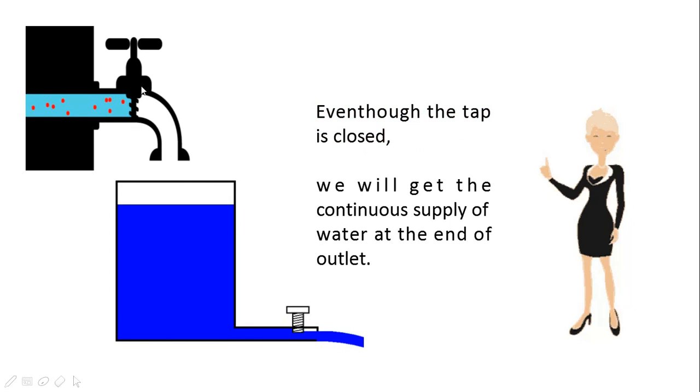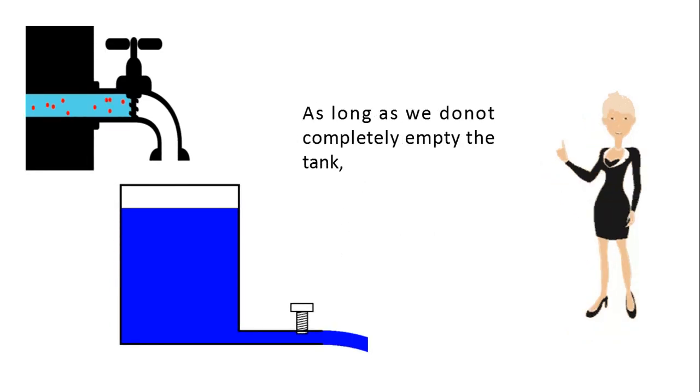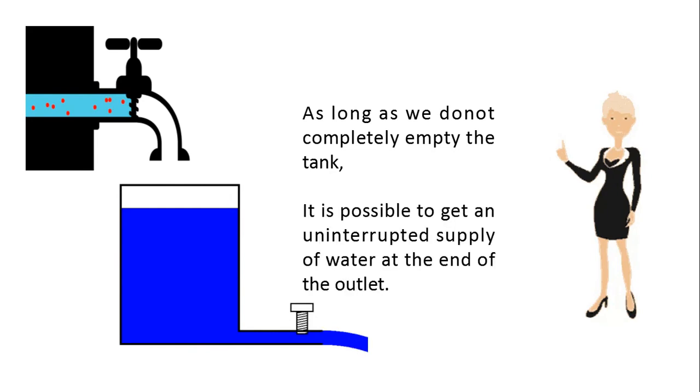Even though the tap is closed, we will get a continuous supply of water at the end of this outlet. Here you can see there is no water flow from the tap, but from the outlet we can get a continuous supply of water. As long as we do not completely empty the tank, it is possible to get an uninterrupted supply of water at the end of the outlet even though the tap is closed.